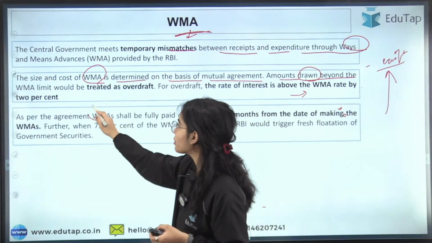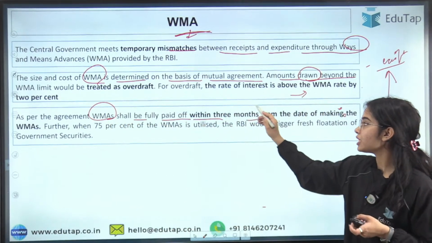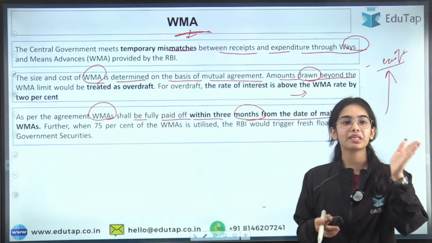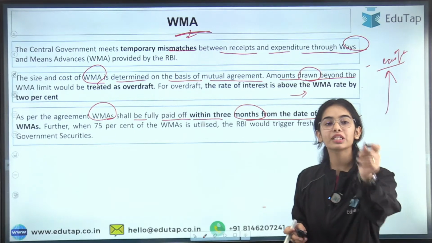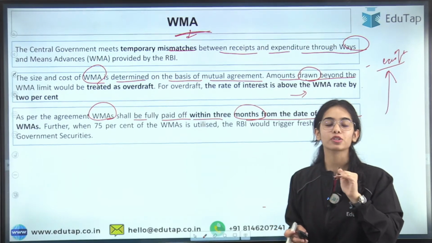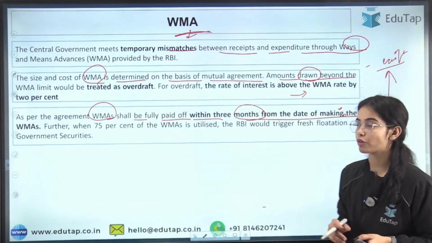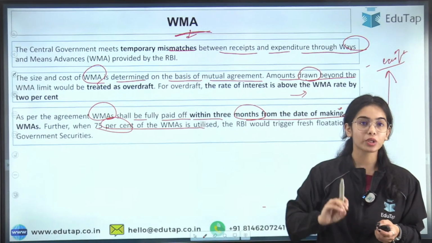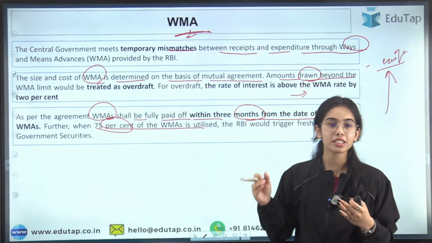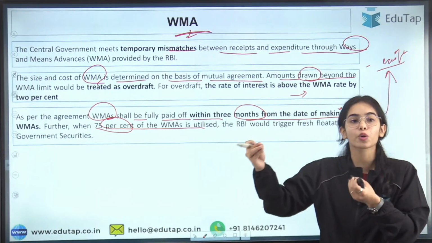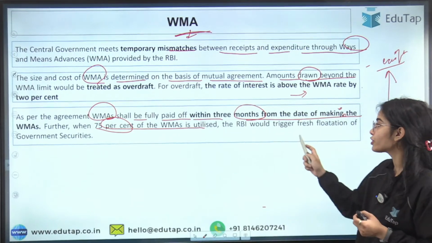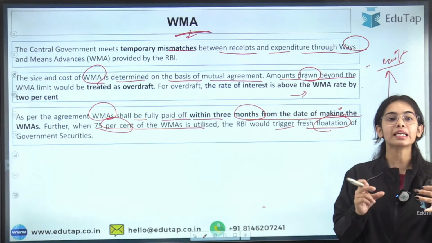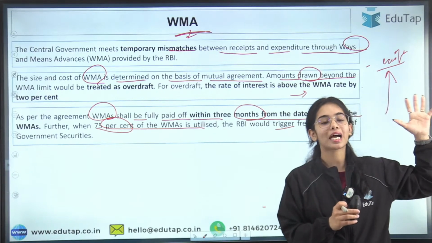As per the agreement, the WMAs shall be fully paid off within 3 months from the date of making the WMA. So from the date the WMA is received by the government, within 3 months the whole payoff of the WMA has to happen to the Reserve Bank of India. Further, when 75% of the WMA limit is utilized, that means the government will require further money. In this case, the RBI would trigger the fresh flotation of government securities so that the government can receive further money for the expenditure it has to do.